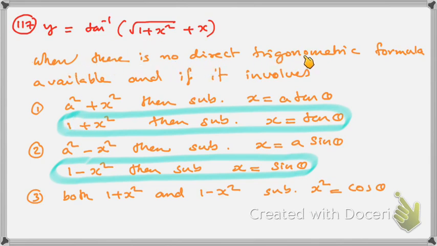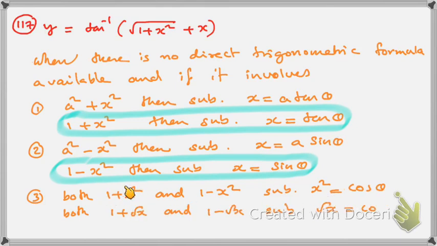When there is no direct trigonometric formula available, and if it involves 1 plus x square, you substitute x is equal to tan theta. If it involves 1 minus x square, then substitute x is equal to sine theta. If it involves both 1 plus x square and 1 minus x square in a question, then you should substitute x square is equal to cos theta.